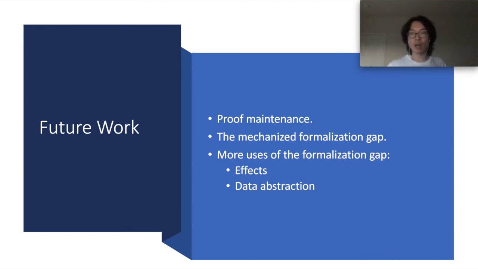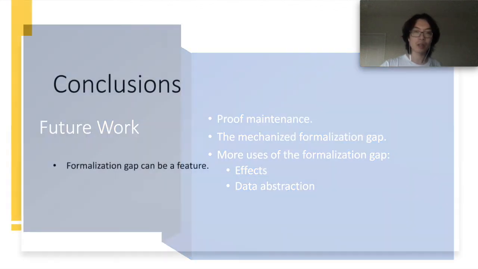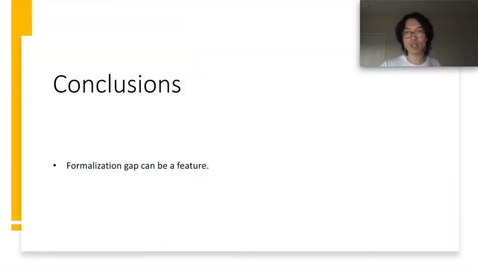And finally, I would like to end this talk with our most important point, that is, the formalization gap can be a feature that you can make use of for your own advantage, and you can consider using that for verifying existing Haskell programs. That is the end of my talk.